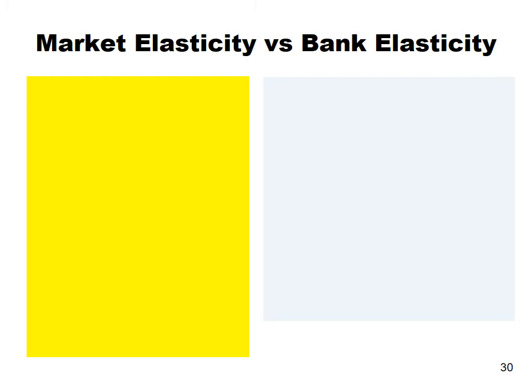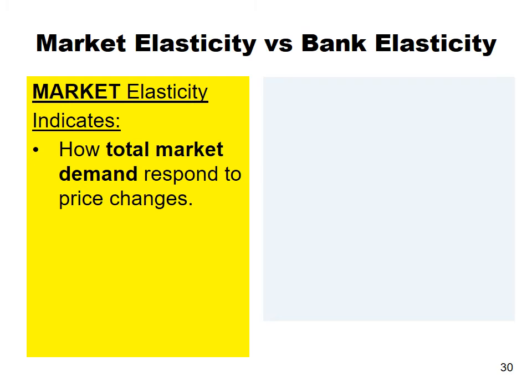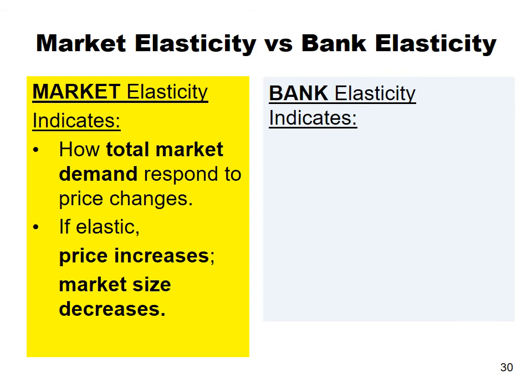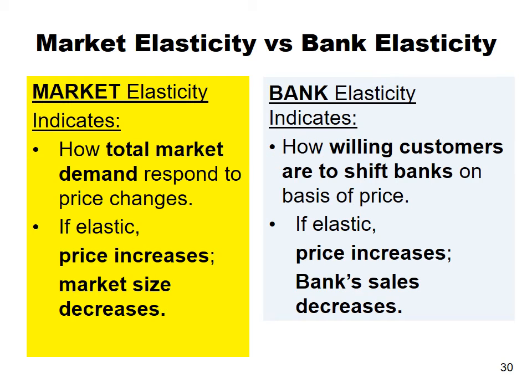Market elasticity versus bank elasticity. Market elasticity, take note the word is market, is basically to see how the total market demand responds to price changes. If it's elastic, if you increase the price, the market size will decrease. Whereas bank elasticity indicates how willing the customers are to shift banks on the basis of price. So basically jumping from one bank to another. If it is elastic, if the bank increases the price, the sales of the bank products will decrease.